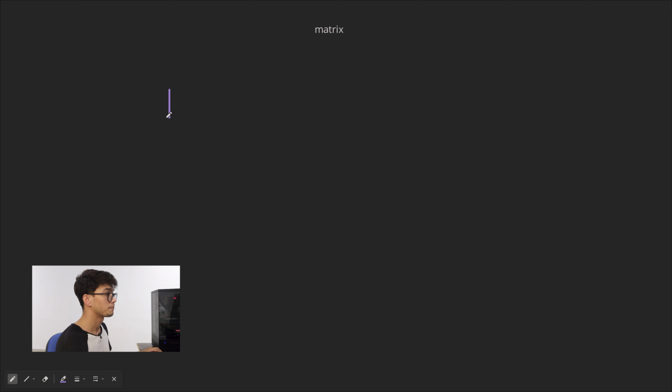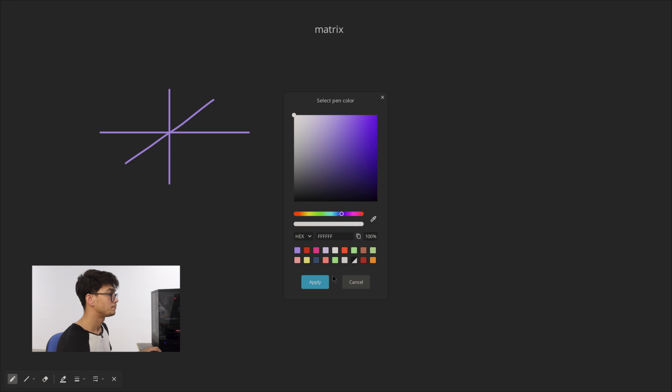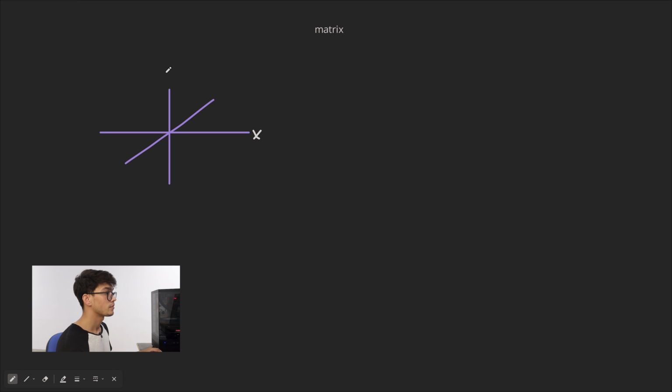Okay, so we have nothing here. Let's draw something, right? I have this line, and we know that the world space has X, Y, and Z. But when these 3D softwares were created, we needed to have a base, right? A base for everything, and everything that we do in these softwares is relative to this world space.